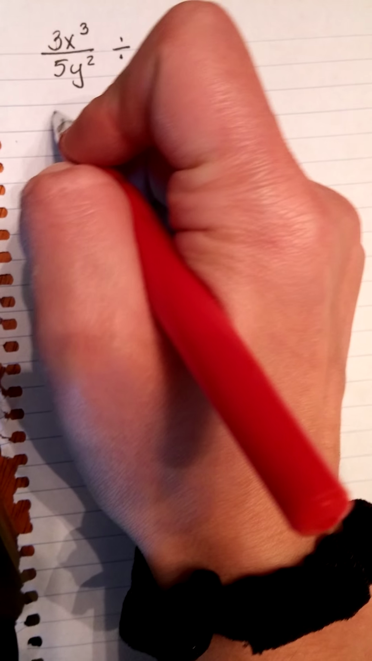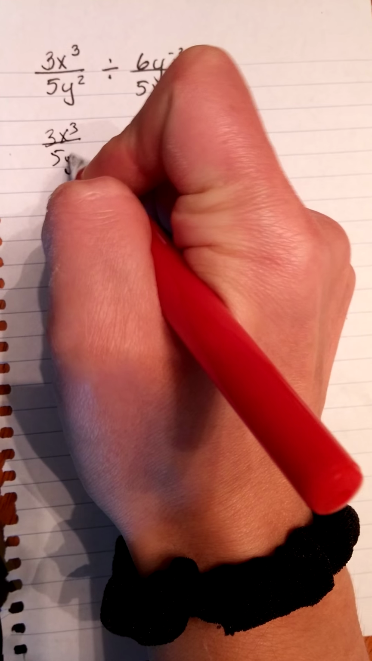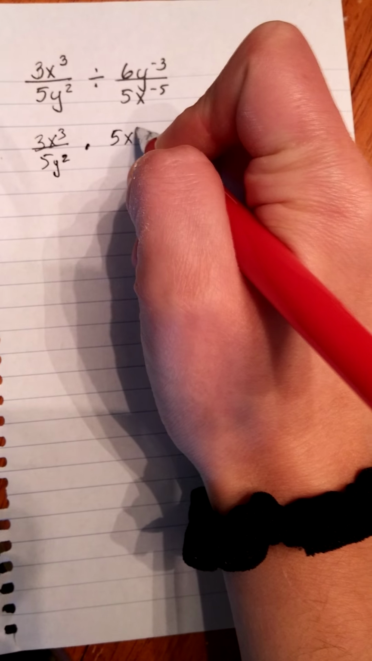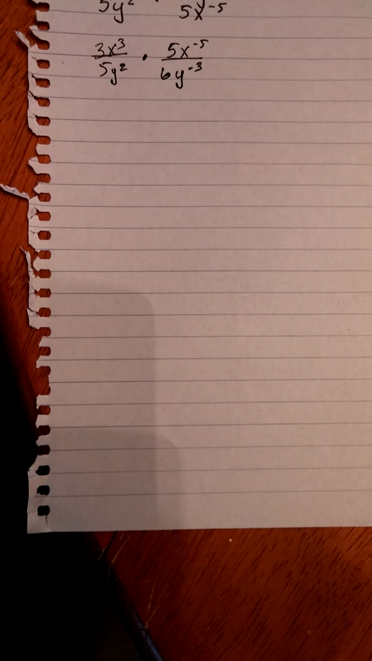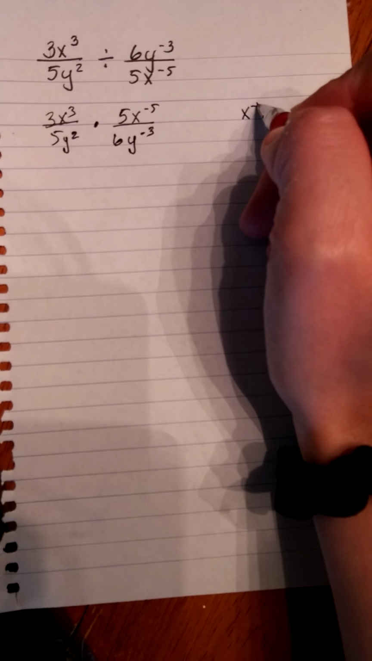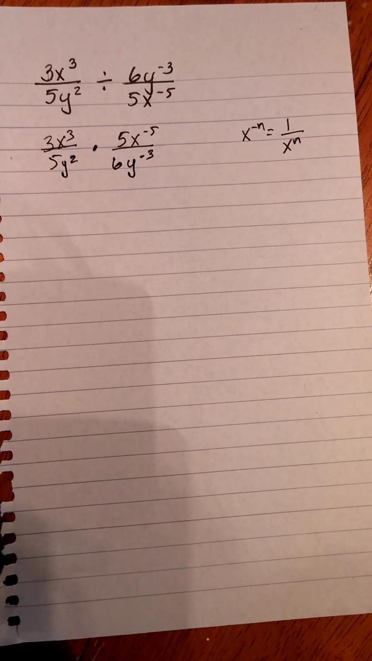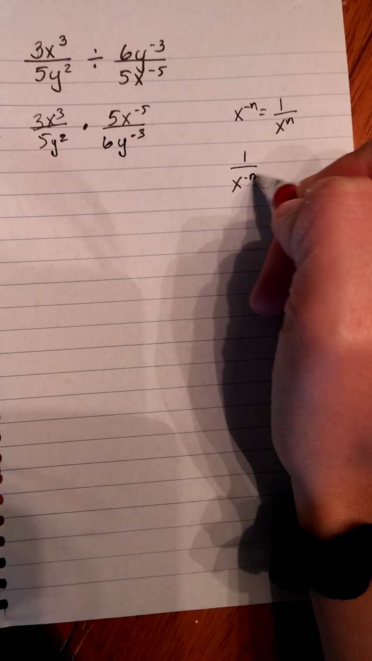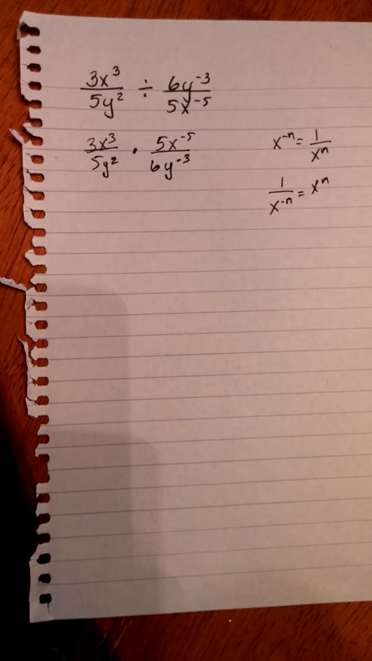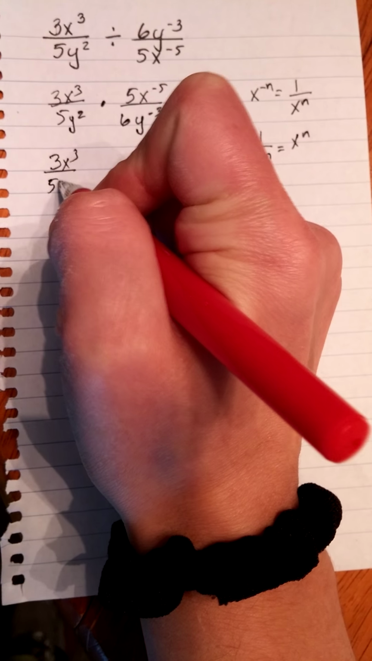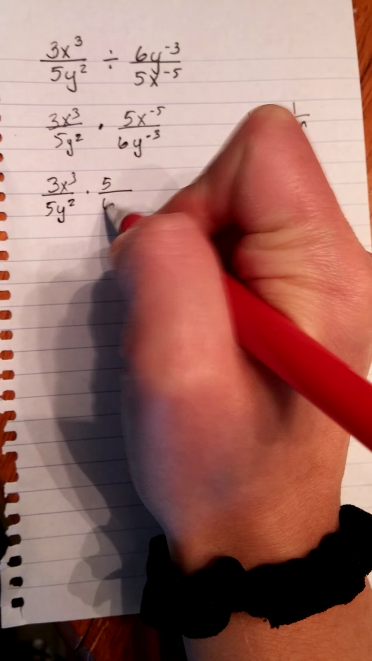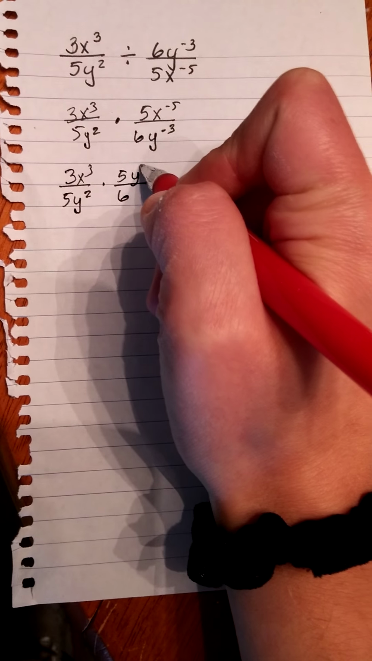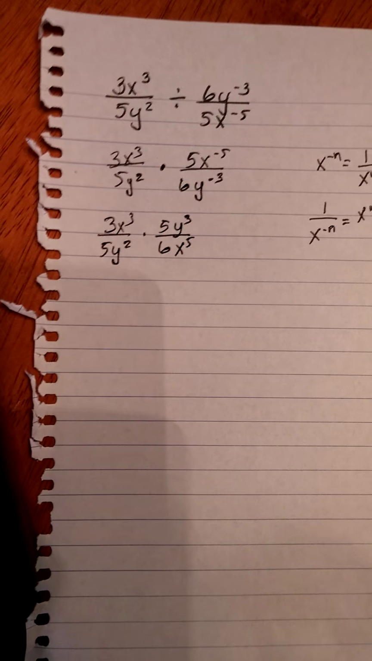The first one, we would keep the first fraction the same, change this to multiplication, and then flip over the second fraction. Now, this one's a little tricky because you have those negative exponents, but if you remember this rule, that a negative exponent in the numerator can be a positive exponent in the denominator and vice versa. What you can do is just switch the positions of the x and the y, leave the 5 and the 6 alone. So this would be 3x cubed over 5y squared. Keep the 5 and the 6 because they don't have an exponent on them. Move the y to the numerator and the x to the denominator, and then see if you can cancel out the common factors from there.